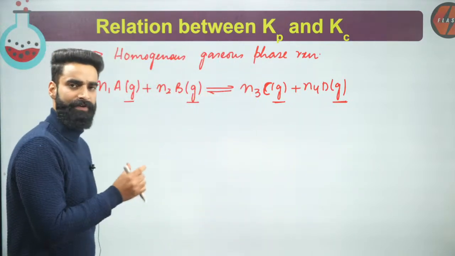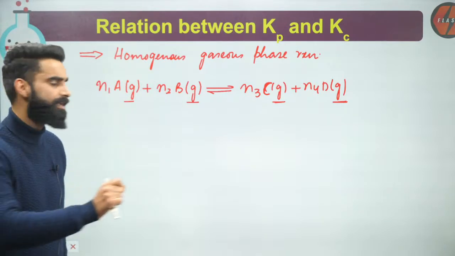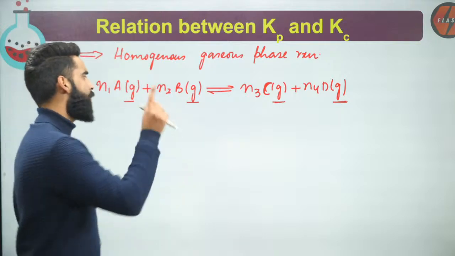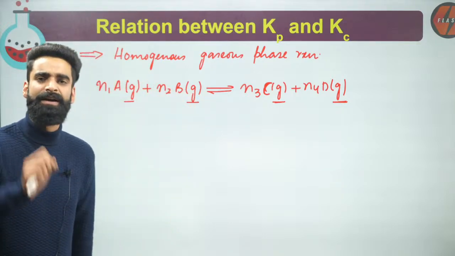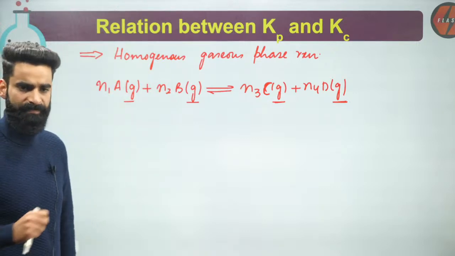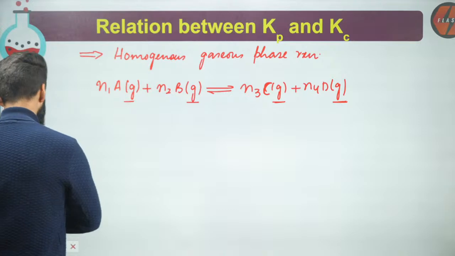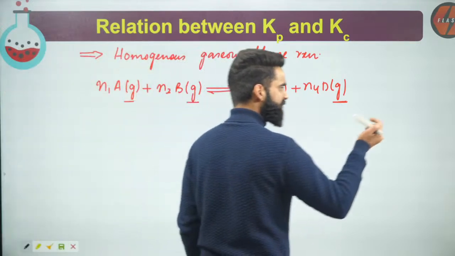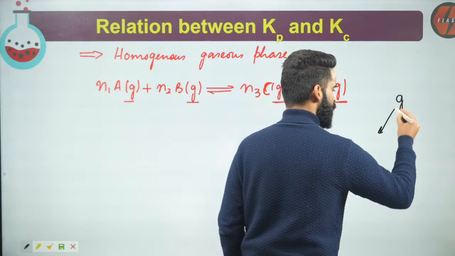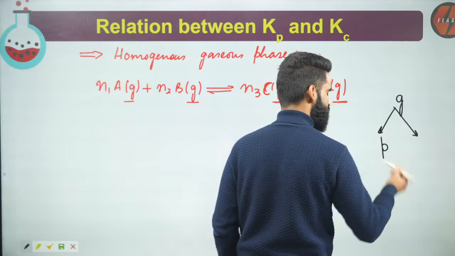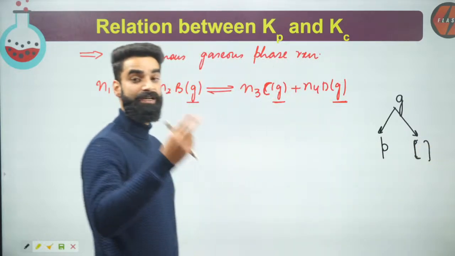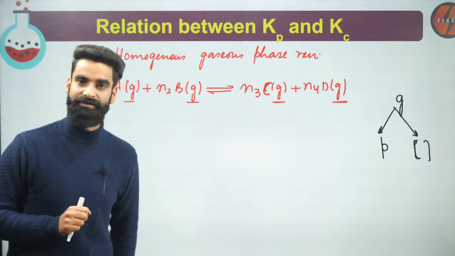Whenever you have a reaction in which all the reactants and products are present in the same state, we call it a homogeneous reaction. Since all the reactants and products are in gaseous state, I'll call this reaction a homogeneous gaseous phase reaction. Now people, in the last session I told you, for gases particularly, we define two terms: one is the pressure of the gas, which we call the partial pressure of the gas, and the second is the concentration of the gas.